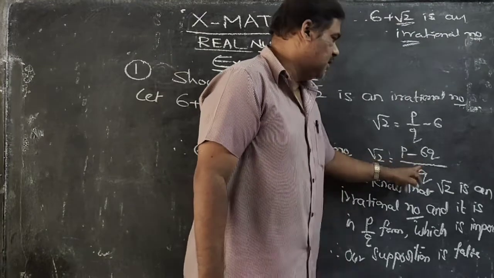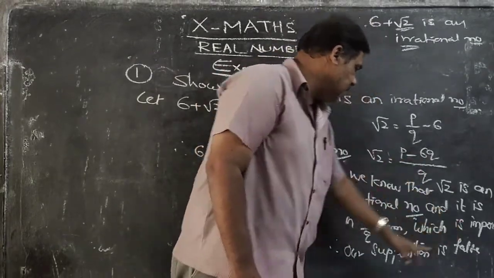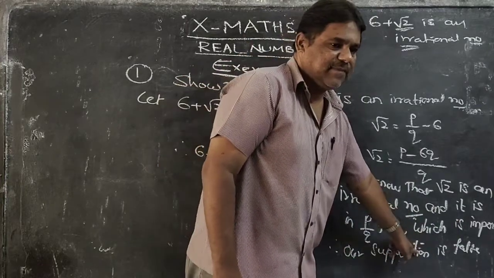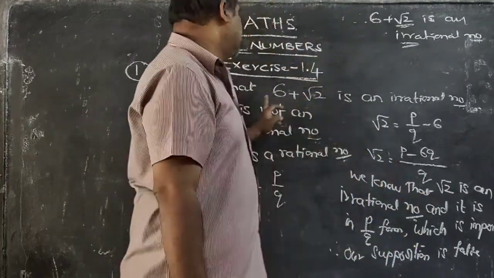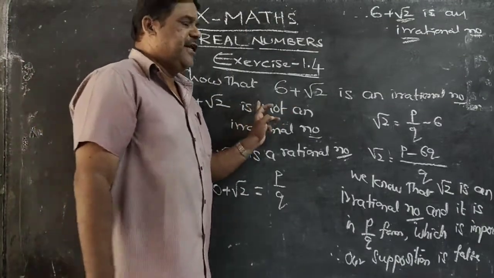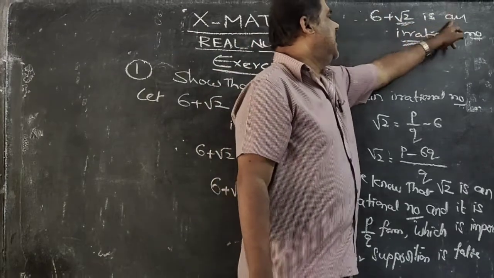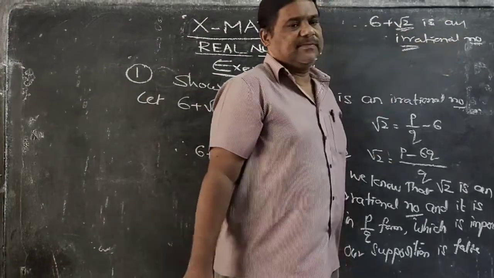But here we got it in that form, therefore it is impossible. If it is impossible, then our supposition is false. What is our supposition? 6 plus root 2 is not an irrational number. This is false. If it is false, then what is correct? 6 plus root 2 is an irrational number. This is the correct one.